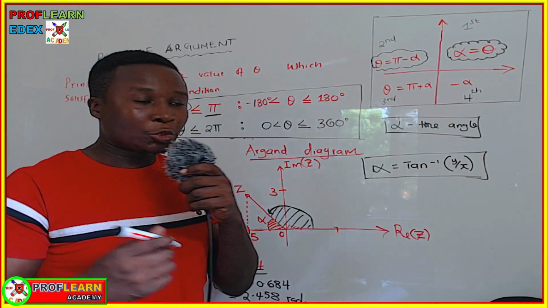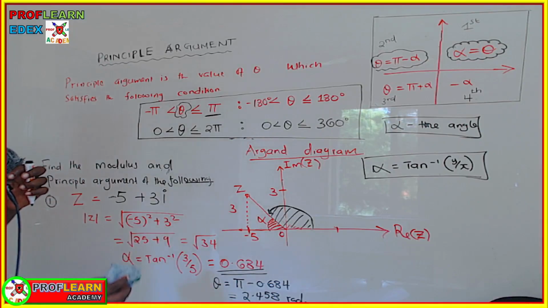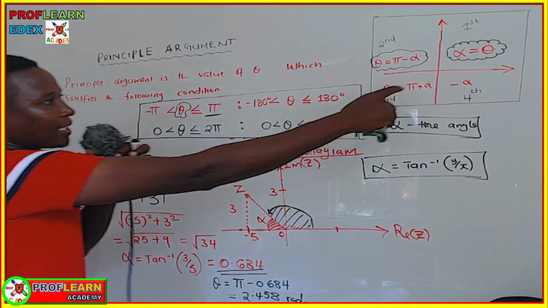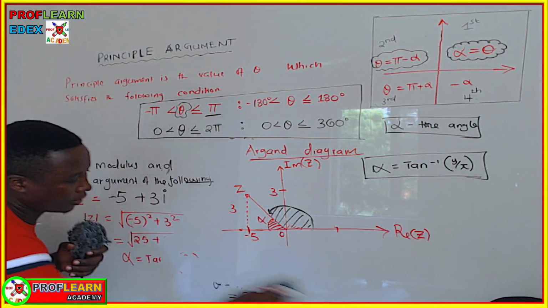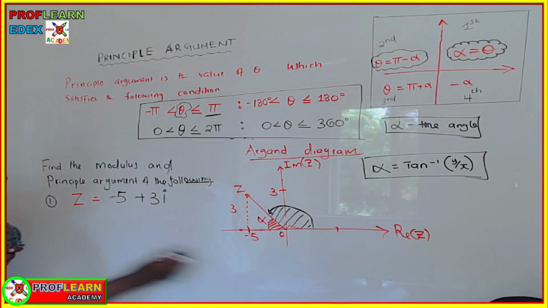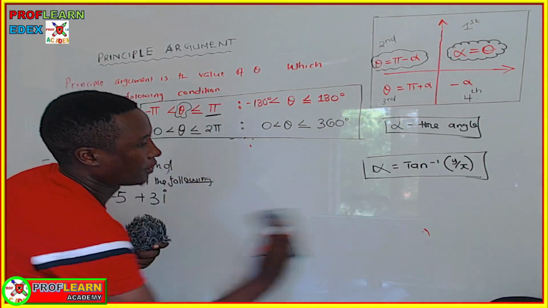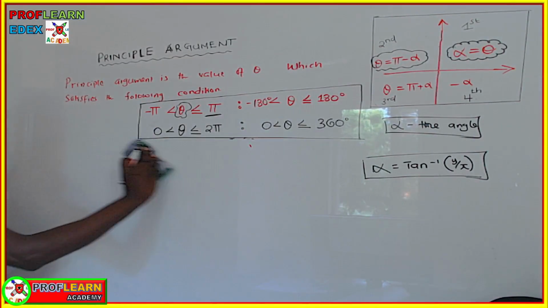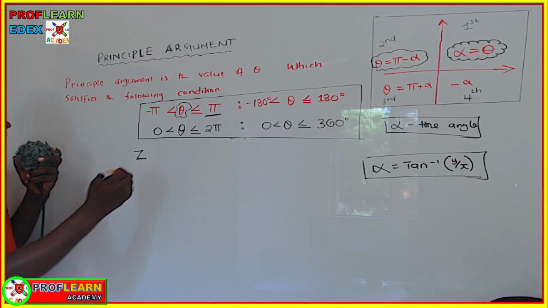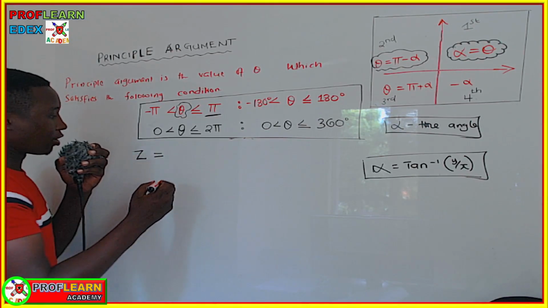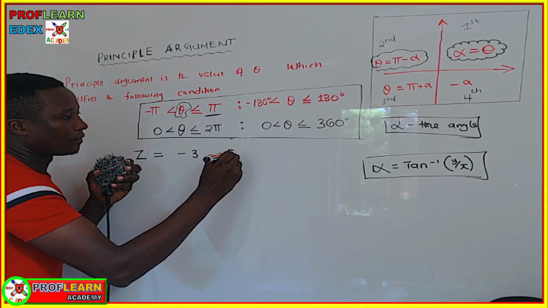So if we are going to have a scenario whereby you are to work out a question that is in the third quadrant down here, let me see if we have a question that is in the third quadrant. We just erase this because at least we have made use of it. So I want us to work out the principal argument for this number, -3 - 5i.